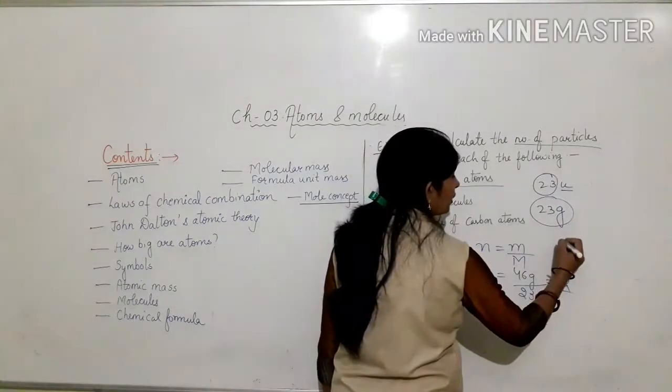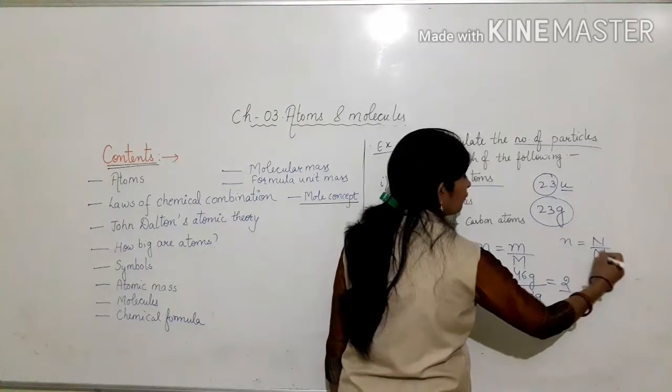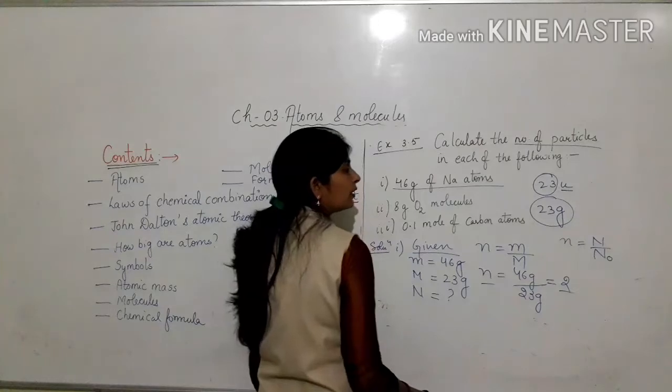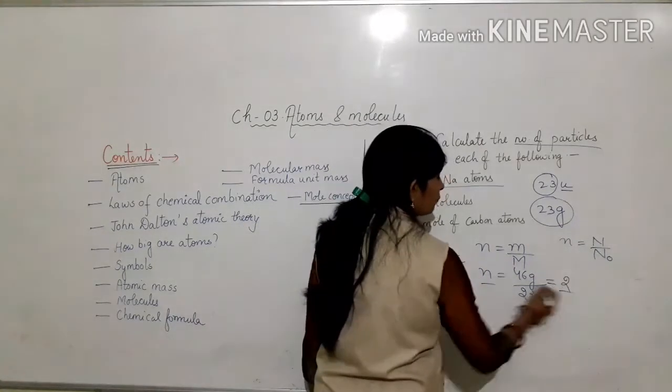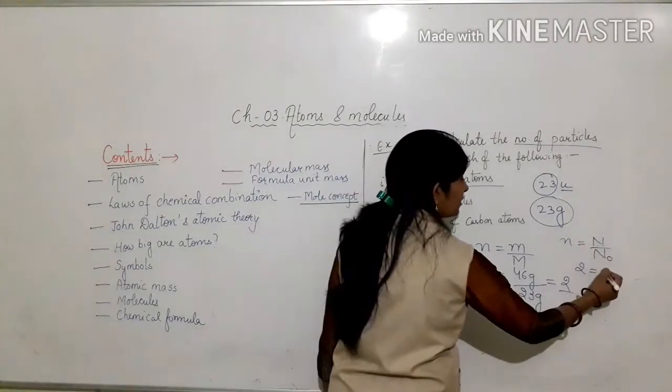Okay, now what next? Apply second formula. Number of moles is equal to given number of particles upon Avogadro constant. Small n is equal to capital N upon capital N naught. Number of moles 2 is equal to number of particles.